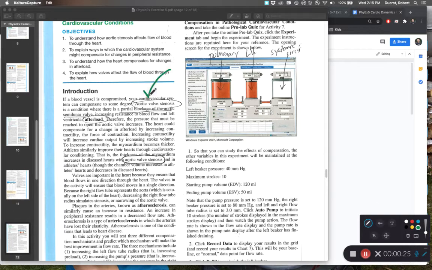We can have aortic valve stenosis, and as we look at aortic valve stenosis, another key term that I want you to focus on is also going to be atherosclerosis and arteriosclerosis. Aortic valve stenosis is when we have a partial blockage of the aortic valve. Atherosclerosis is when we have an increase in resistance in our arteries, typically from the buildup of plaques within our arteries. And arteriosclerosis is when our arteries lose their elasticity.